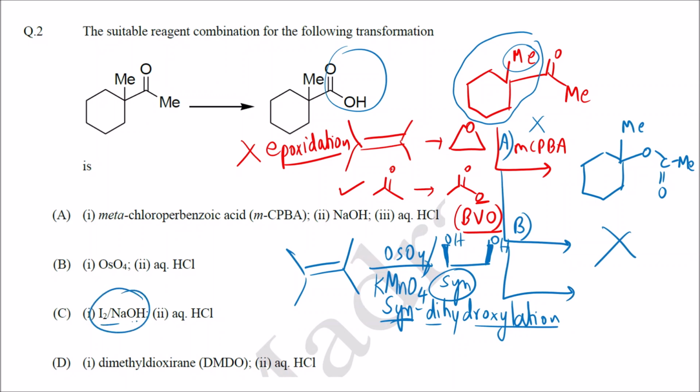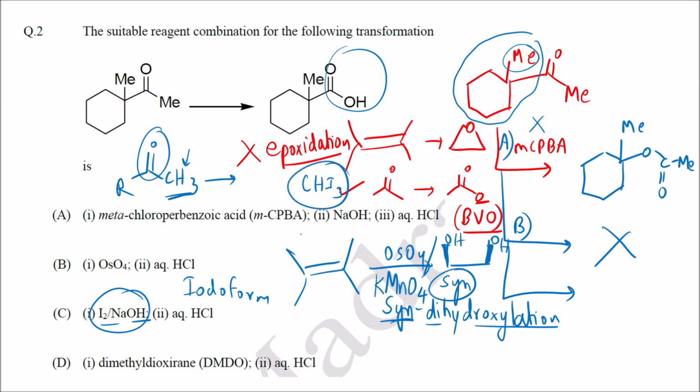This is iodine plus base. This is which reaction? Iodoform reaction. Okay, and we know in iodoform reaction there should be a methyl ketone. Methyl ketone means one side substituent of the carbonyl group is a methyl group. Why? Because this CH3 is going to form CHI3, that is nothing but iodoform. So that is why this methyl group should be present. It should be a methyl ketone. Okay, so here methyl ketone is present.